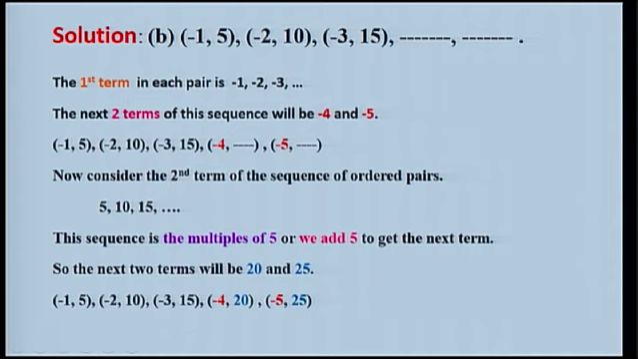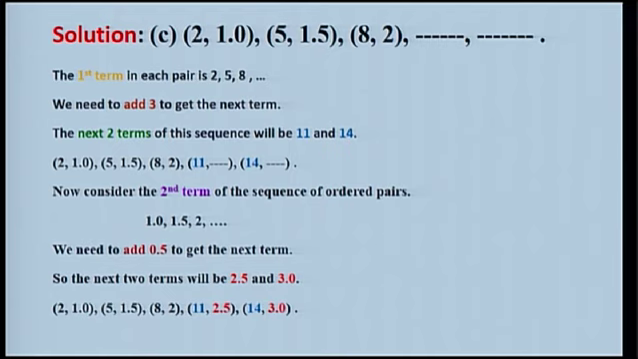5, 10, 15, and so on. So this is the sequence of multiples of 5, or we add 5 to get the next term. So the next two terms will be 20 and 25. So the sequence of ordered pairs will be minus 1, 5, minus 2, 10, minus 3, 15, and we have minus 4, 20, minus 5, 25.